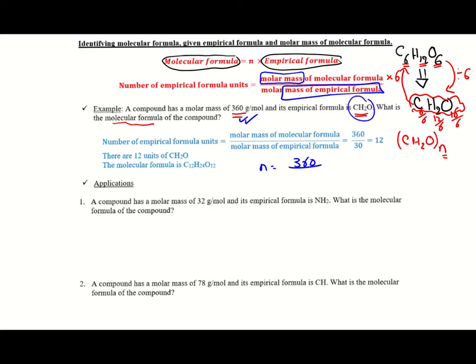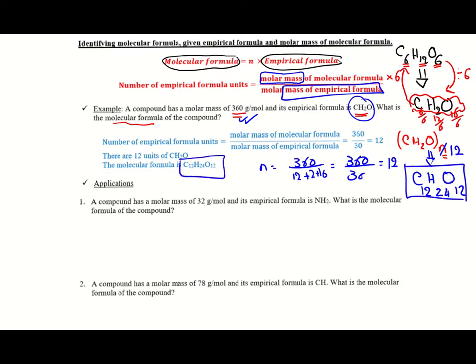If you look at the atomic mass of carbon, it's 12. Atomic mass of hydrogen is 1 into 2. Atomic mass of oxygen is 16. So the total is 30. If you divide 360 by 30, you will get a value of 12. Now you need to multiply this by 12. So it will be C into 12, H2 into 12, and O into 12. This will be the molecular formula of the compound.